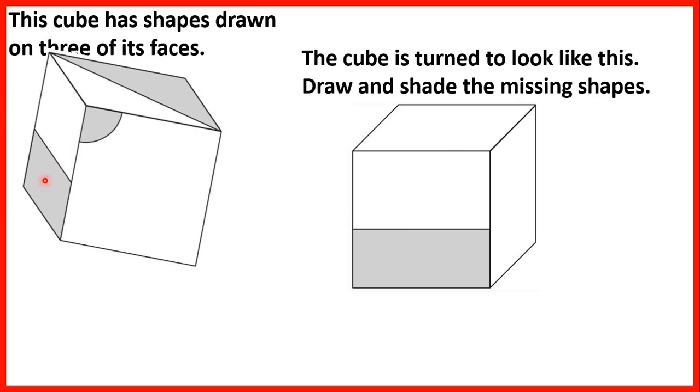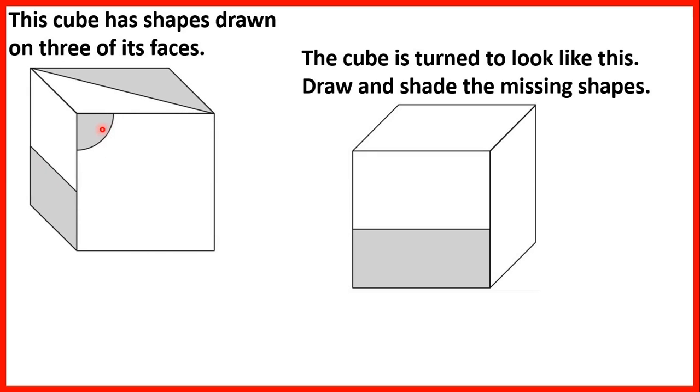If we imagine turning the cube, then we can see that we have the arc of a circle on the face to the right at the top. So that will be about here. Then we can see that we have a triangle starting at this corner here. So that will be this corner here, and we can draw the triangle like this. So we've shaded the missing shapes.